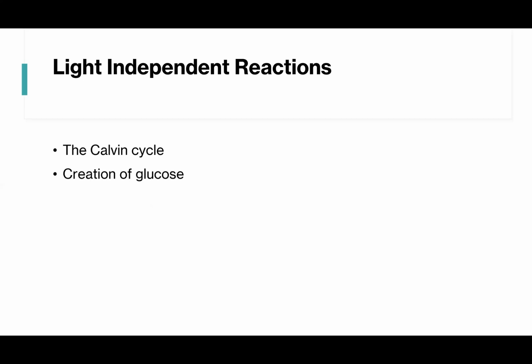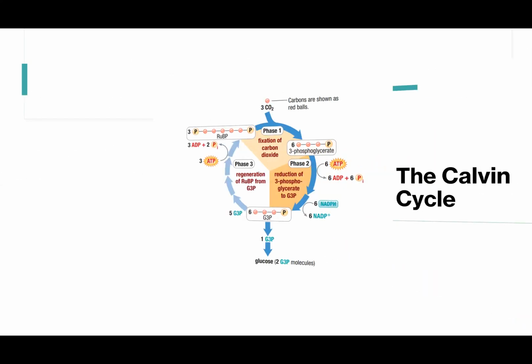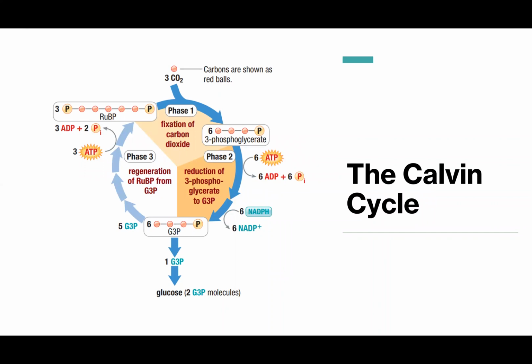The purpose of the Calvin cycle is to produce glucose for the plants. The Calvin cycle happens in 3 phases. Phase 1, carbon fixation, phase 2, reduction, and phase 3, regeneration. Phase 1, carbon fixation, is when CO2 is converted from an inorganic to an organic form.